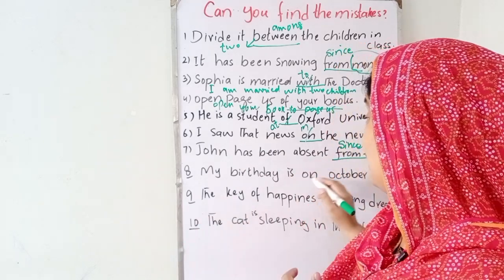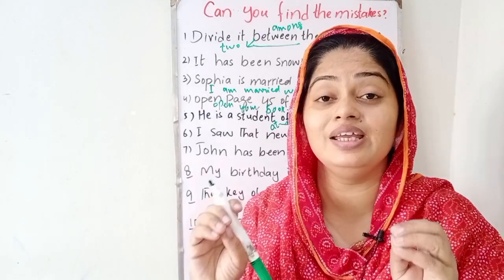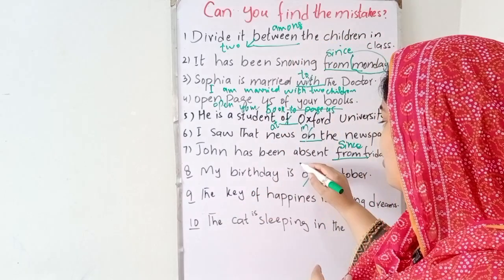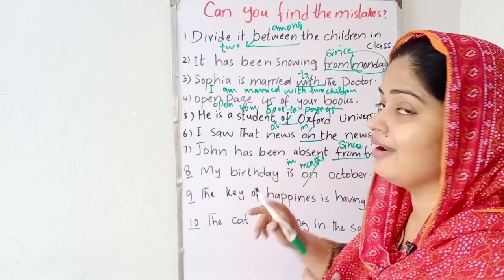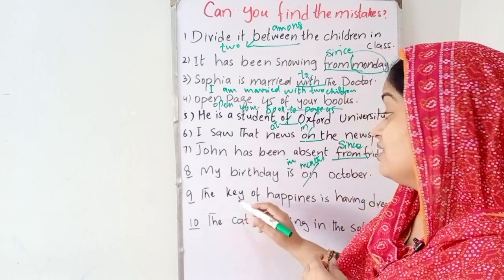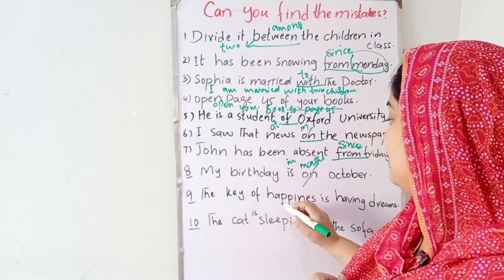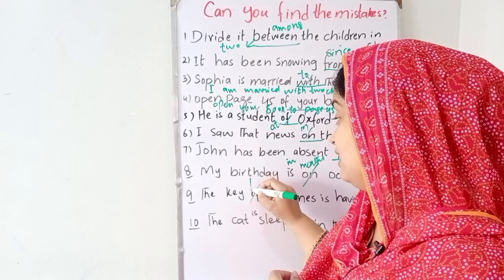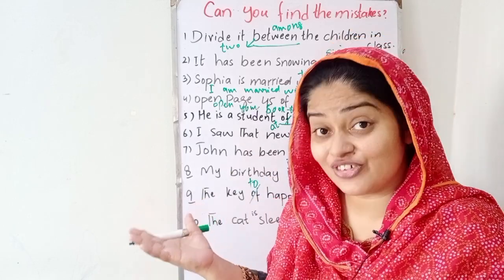My birthday is not on. When we mention months, we have to utilize the word in, not on. Months, seasons, year. The key of success. Key of success is not the word. Rather, the key to happiness is having dreams.